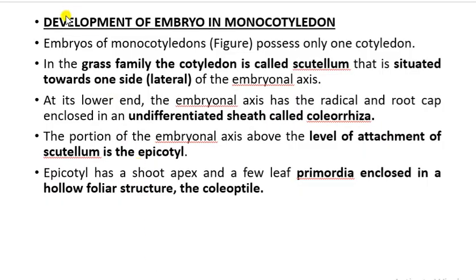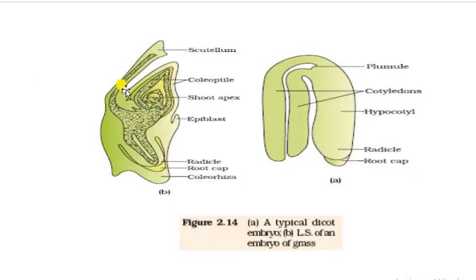Now moving towards the next topic, that is the development of the embryo in the case of monocotyledons. As we have gone through earlier, the initial stages of embryo development in both monocotyledons and dicotyledons are the same. The difference is that the embryo of monocotyledons possesses only one cotyledon, whereas dicotyledons have two cotyledons. In the grass family, the cotyledon is known as the scutellum, and it is situated towards one side of the embryonal axis. In the diagram, the scutellum, the cotyledon of monocot plants, is situated towards the side.